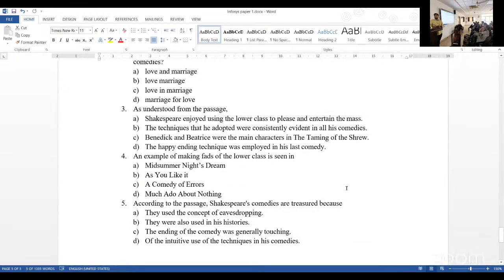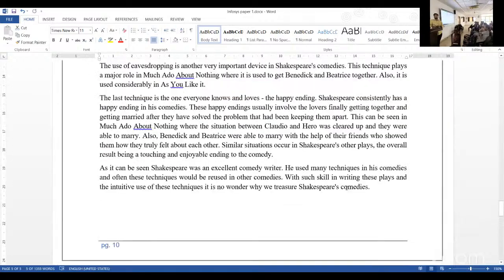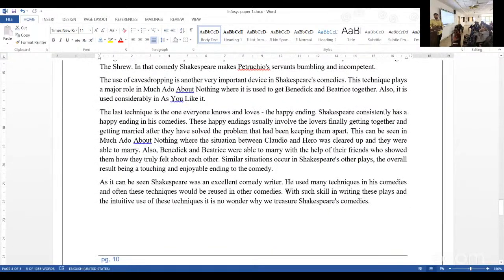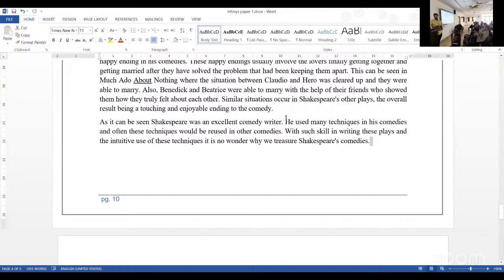According to the passage, Shakespeare's comedies are treasured because... where did you find? With such skill in writing these plays and intuitive use of these techniques, it is no wonder why we treasure them. What is that skill? He used many techniques in his comedies, and often these techniques would be reused in other comedies with such skill. What is that such skill?